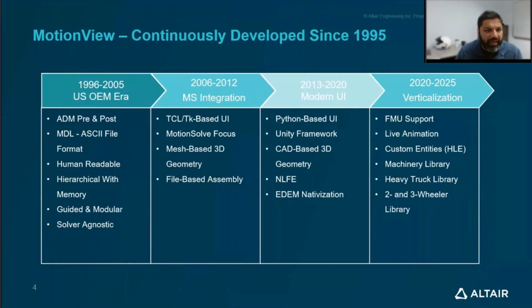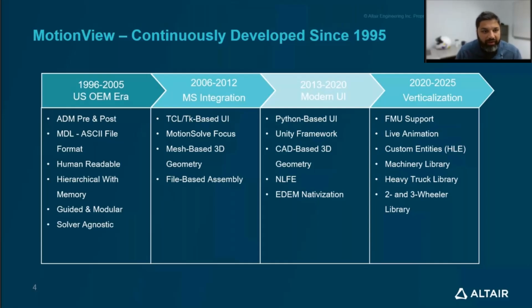Primarily, MotionView has been and is still in use as an Adams pre and post processor. And it is based on an MDL, which is an ASCII file format. So this file format is human readable. It's hierarchical. It has memory of all the modeling changes that occur as you develop your model. And by definition, it's both guided as well as modular in nature. The solver agnostic aspect is also there.